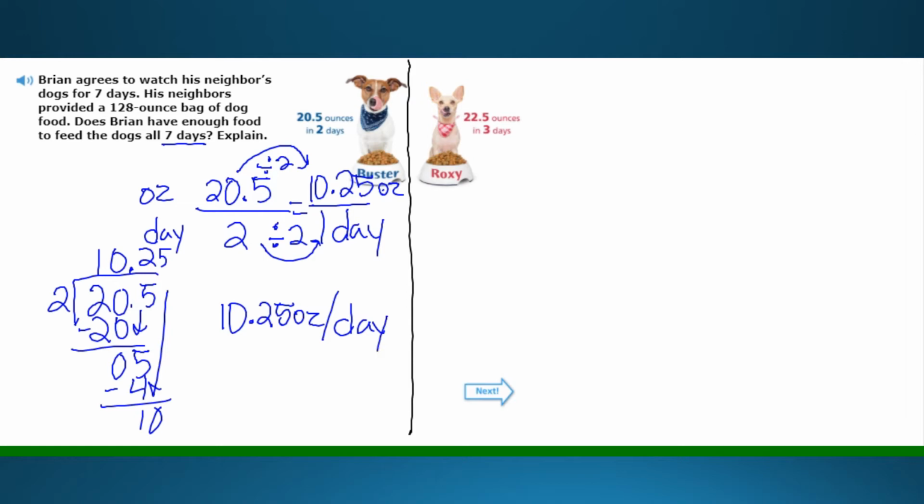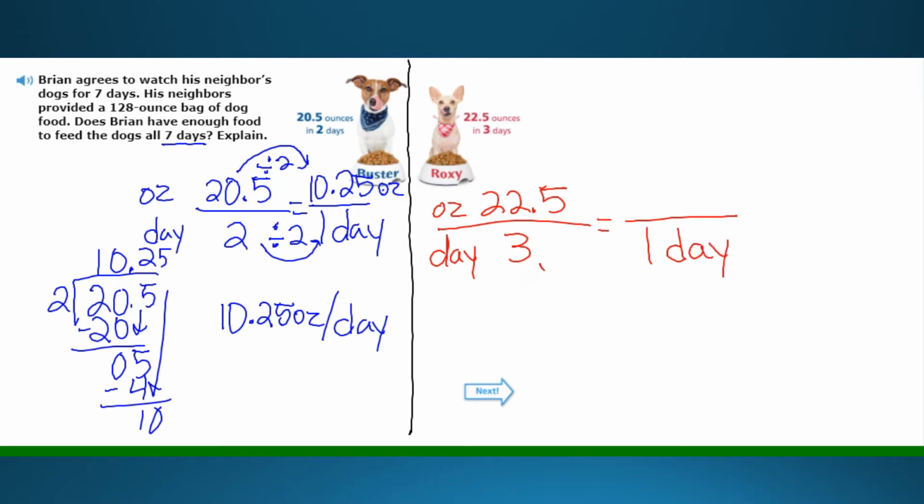Now we need to figure out how much Roxy eats in 1 day. So we'll do the same thing. We'll put 22 5/10 ounces. Now I put my units on the left so I won't run out of space. And then 3 days in the denominator. And we know we're trying to get the denominator to 1, so 1 day. And what did we divide this by? Well, we divided it by 3 to get to 1 day. Maintain equivalency. Do the same thing to the numerator. Divide by 3, and you could do standalone division. So it'll be 22 5/10 divided by 3.